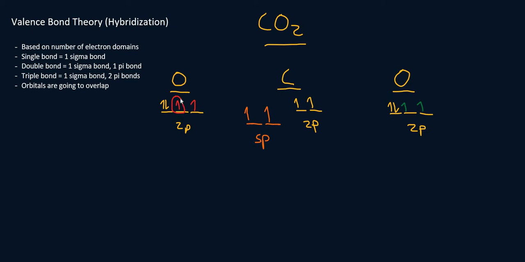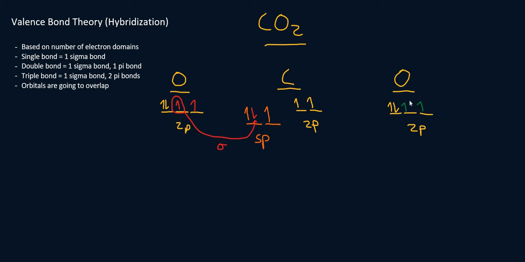What we're going to do with this electron here is move it to this empty slot right here, and it's going to become a downspun electron right here. So we're taking this electron and moving it to this empty slot. That's going to create the sigma bond between the carbon and this oxygen. So this is one of our sigma bonds for this molecule.